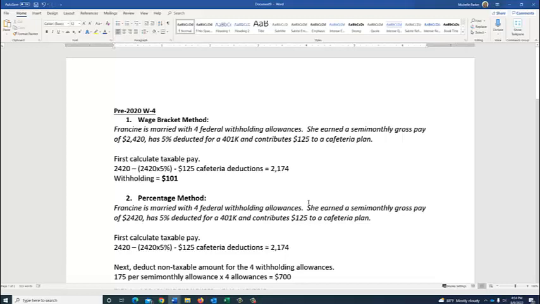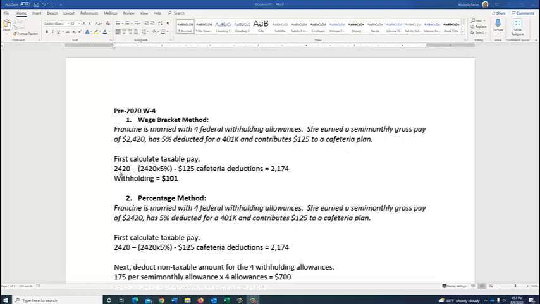So here's our first example. Francine is married with 4 federal withholding allowances. She earns a semi-monthly gross pay of $24.20, has 5% deducted for a 401k, and contributes $125 to a cafeteria plan. So the first step is always to calculate the taxable pay. With federal income tax withholding, we should always subtract any 401k withholdings and any cafeteria or flex spending deductions.